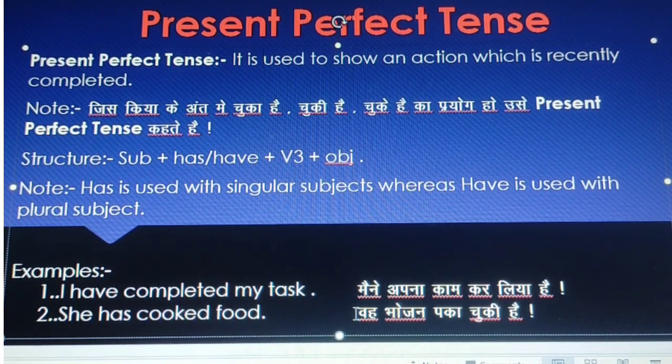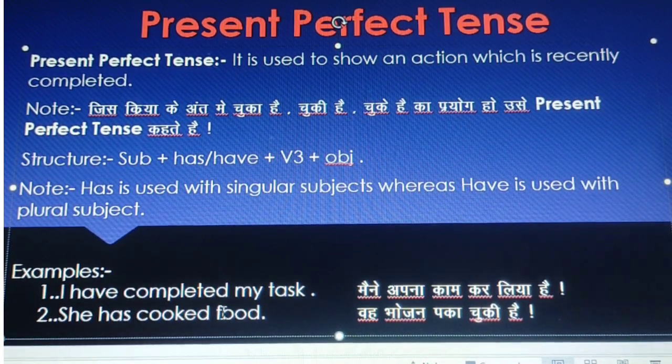In the second example, वह भोजन पका चुकी है. वह is the subject, so that is why she, since she is singular subject, that is why has auxiliary verb is used. Cook, that is third form of cook is cooked, and the object is food.